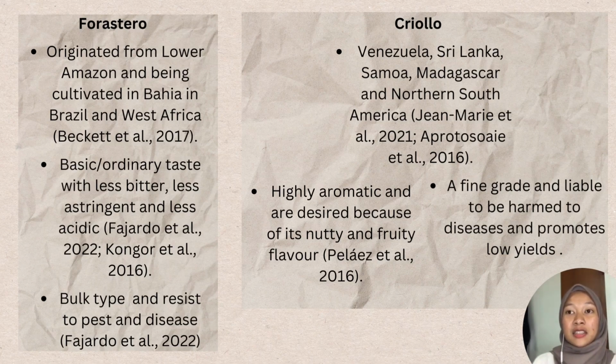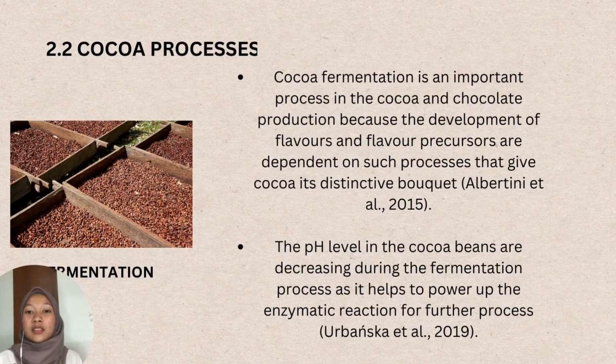The last variety is called Criollo, which originated from Venezuela, Sri Lanka, Samoa, Madagascar, and also northern South America. And it is highly aromatic and desired because of its nutty and fruity flavor. And it is characterized as a fine grade and liable to be harmed by diseases and promotes low yields. The next one is the cocoa process.